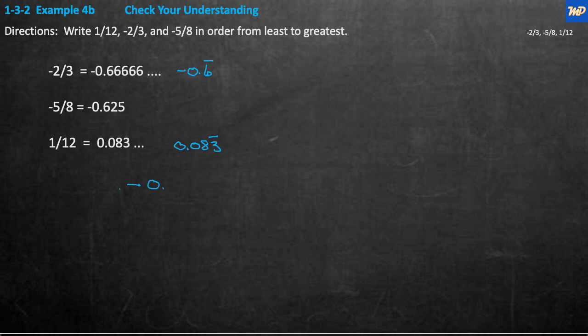Negative 0.6 repeating. Then we have the negative 5/8. That's just naturally going to come next because they're negative 0.625. And then finally we have the positive number, which is 0.083 repeating. And so in order by the fractions, it's negative 2/3, then negative 5/8, and then finally 1/12.